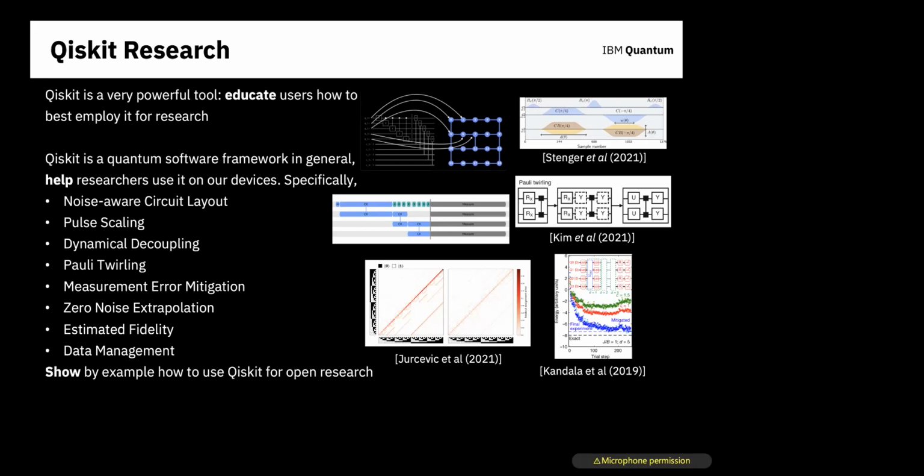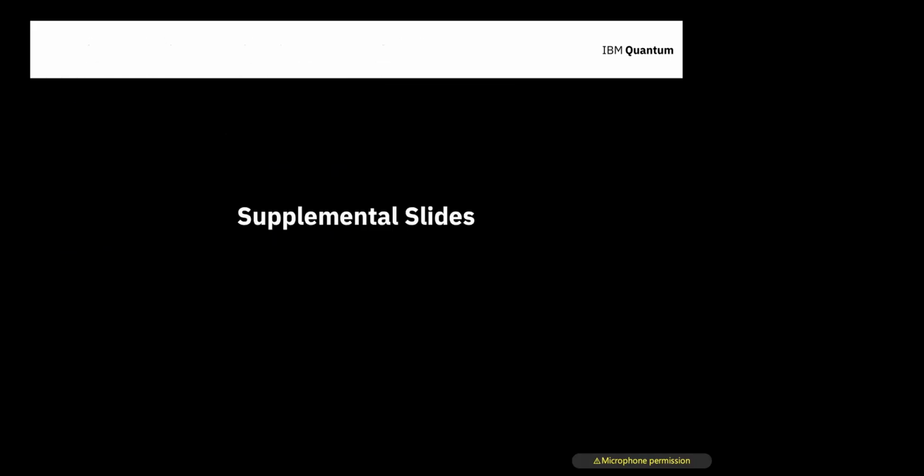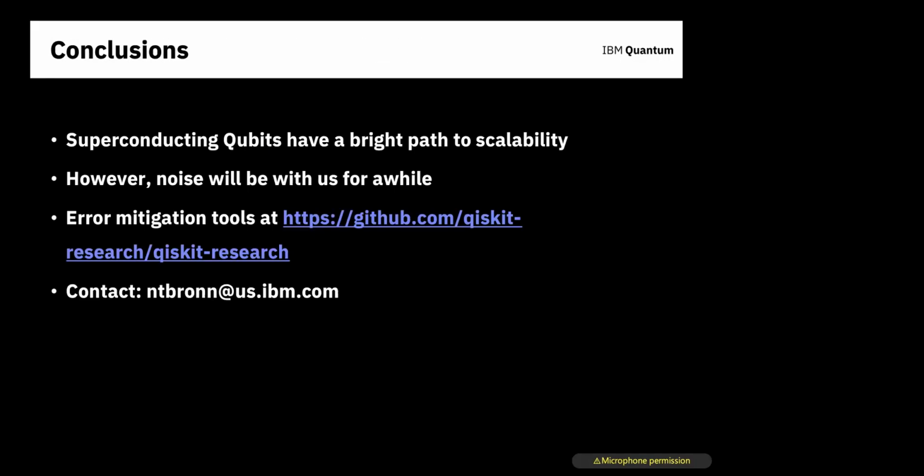I'll show this by example by going to the last slide. Just to summarize, we believe superconducting qubits have a bright path to scalability, but because noise will be with us for a while before error correction arrives, we're going to work on error mitigation to squeeze as much as we can out of the hardware that we have. You can find this at github.com/Qiskit-Research, and you can contact me at ntbronn@us.ibm.com. I'm happy to answer any more questions for the next few minutes.